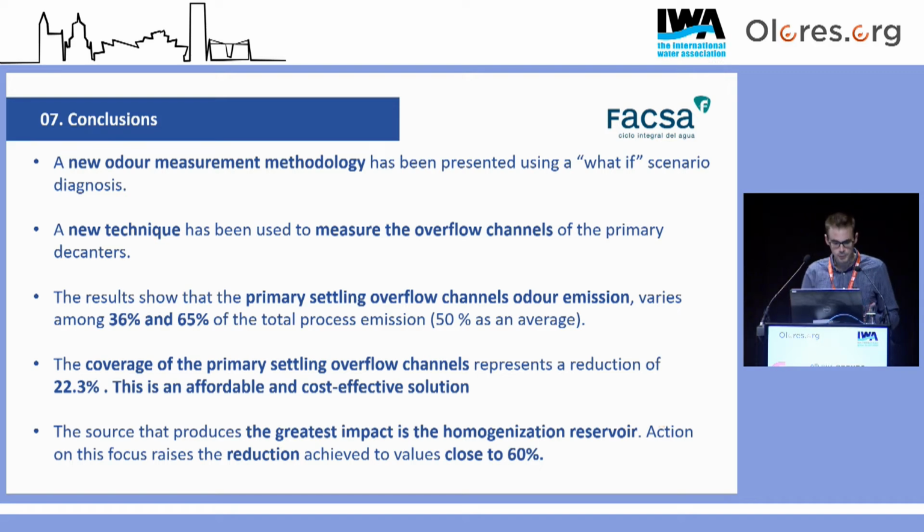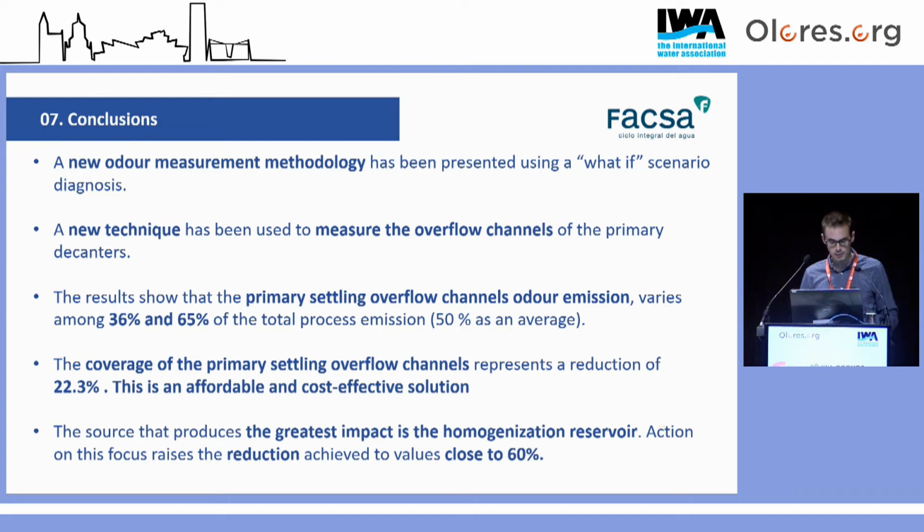And then the results show that the primary settling overflow channels' odour emission varies between 36 and 65% of the total emission of the primary settling process, which is a non-negligible value. Finally, we also find that the best solution in this case was to cover the primary settling overflow channels, which represents a reduction of 22.3% of the total emission of the wastewater treatment plant. This was an affordable and cost-effective solution, and that's why it was taken.